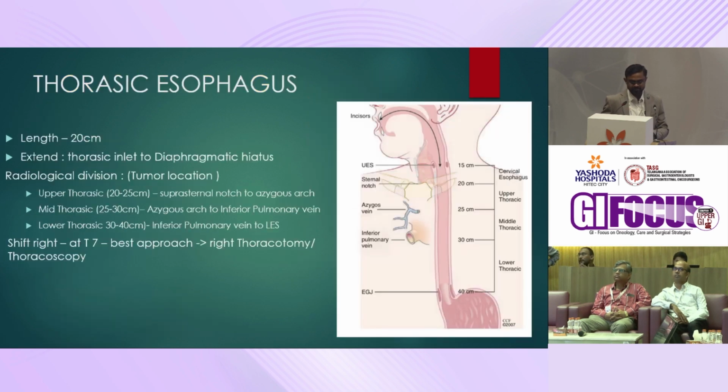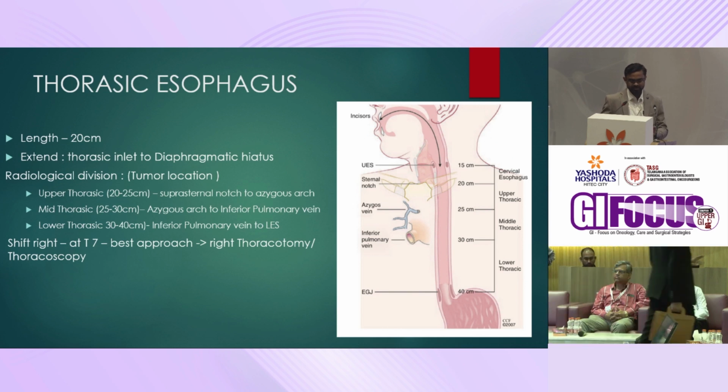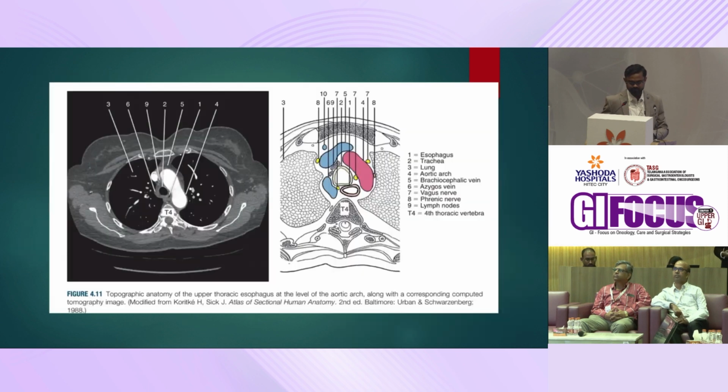Coming to the thoracic esophagus, length is around 20 centimeter, extending from the thoracic inlet to the diaphragmatic hiatus. Radiologically, it can be divided into upper thoracic, which extends from 20 to 25 centimeter, from the suprasternal notch to the azygos arch; mid thoracic, 25 to 30 centimeter, from the azygos arch to the inferior pulmonary vein; and lower thoracic, 30 to 40 centimeter, from the inferior pulmonary vein to the LES. Upper and mid thoracic esophagus shift to the right, so the best approach is through a right thoracic approach.